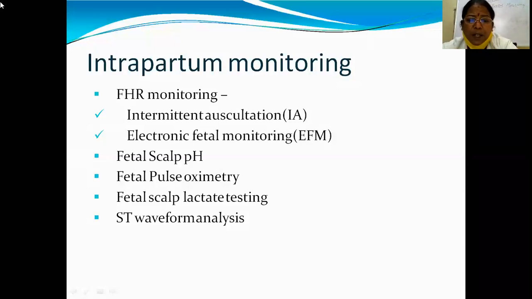The second thing is fetal scalp blood pH, fetal pulse oximeter. These are the various methods by which we can monitor how the fetus is reacting inside the uterus with the stress of the labor. Fetal pulse oximetry, fetal scalp lactate testing, and this is called STAN. STAN is the method where fetal ECG is combined with CTG, and ST waveform analysis will be done.